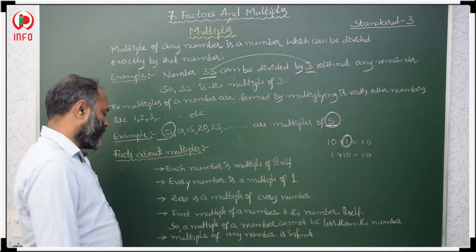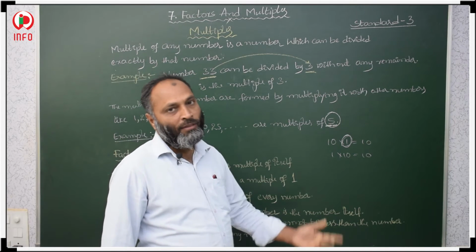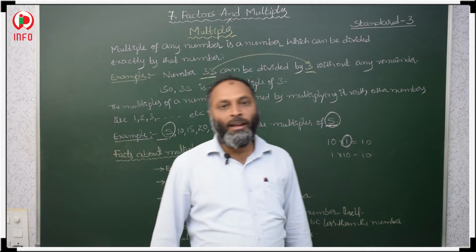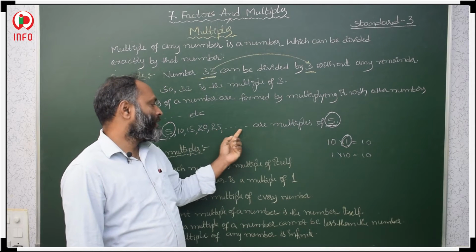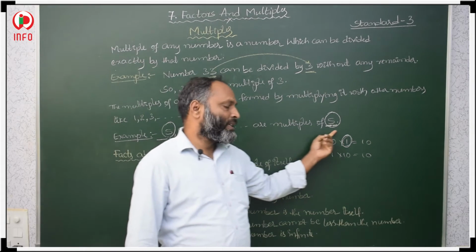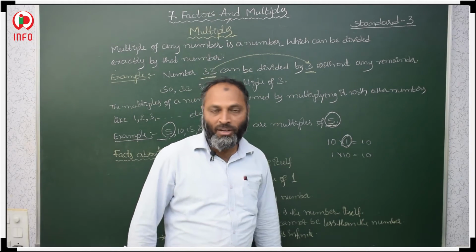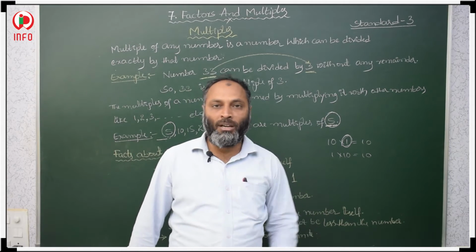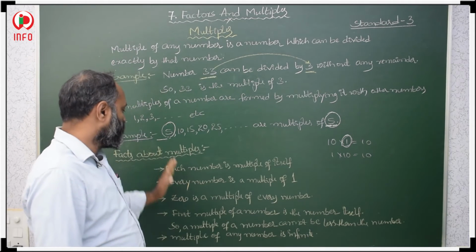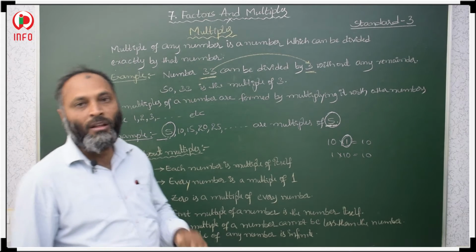Okay, next, multiples of any number are infinite. We have infinite multiples. How do we say that? 5, 10, 15, 20, 25, 30, 35, 40, 45, 50, and so on, we have infinite multiples. That is why every number has infinite multiples. So all these 5 facts you have to remember.